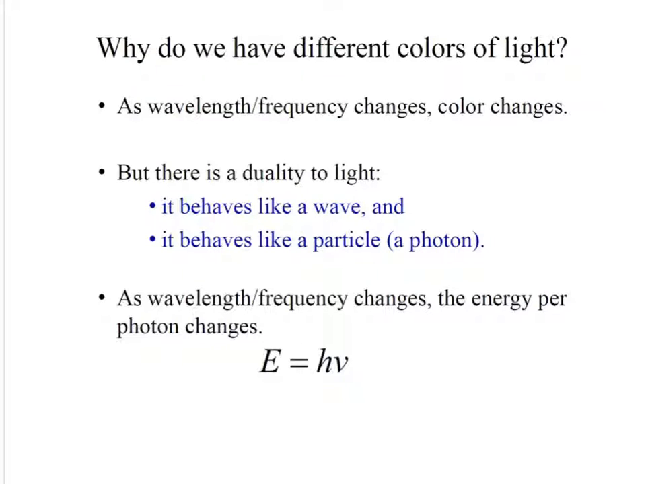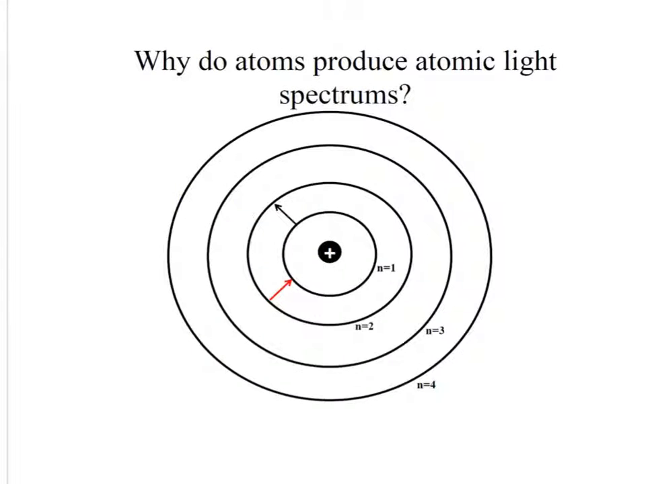So why do we have different colors of light? So again, wavelength and frequency change, color changes. And there's a duality to light. It's a wave and a particle. So why do atoms produce light spectra? So this is the Bohr model of the atom.